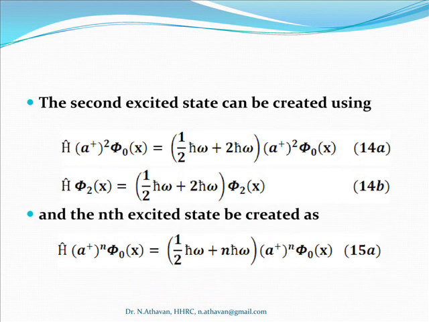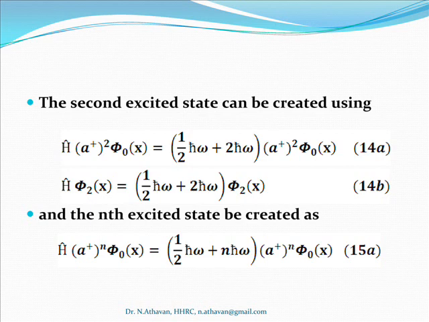So we see here that a+ operates on φ0 of x, we get φ1 of x. Now what I am going to do is create the second excited state using the a+ operator, which means I am going to operate the a+ operator twice on the function φ0 of x in addition to the Hamiltonian operator. So we get on the right hand side (half ħω plus 2ħω) a+ squared φ0 of x, or one can write it as (half ħω plus 2ħω) into φ2 of x, as if we operate a+ twice on φ0 of x, we get φ2 of x.